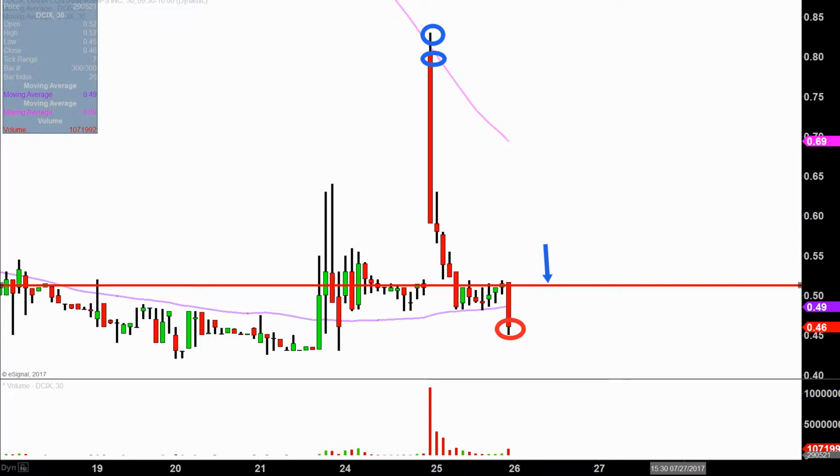Big gap up from there. But after that, it was pretty much all selling pressure, and back down it went to where it all started. Or actually, I should say it went lower than where it all started.